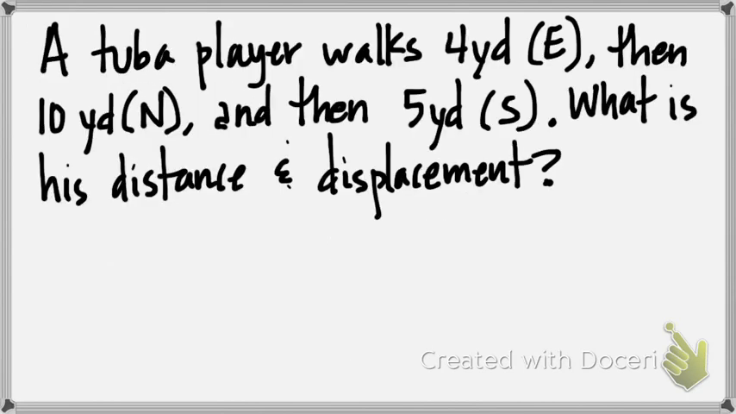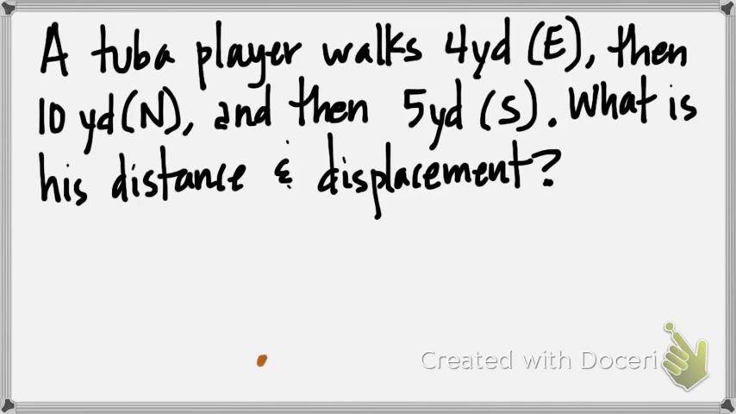In this example, you've got a tuba player walks 4 yards east, then 10 yards north, and then 5 yards south. What is his distance and displacement? Now remember, distance is the total length traveled, and displacement is the straight line distance between a beginning and an ending point. So what I'm going to do is draw a picture.